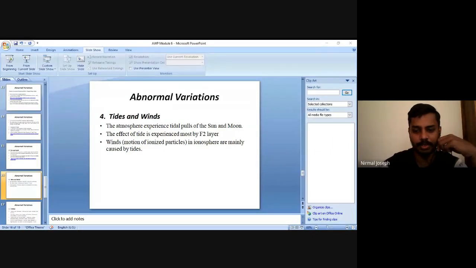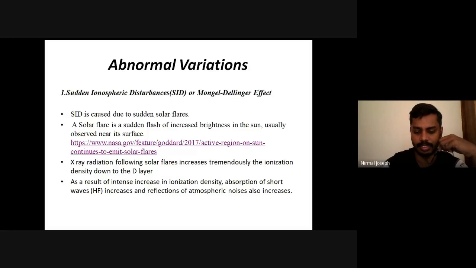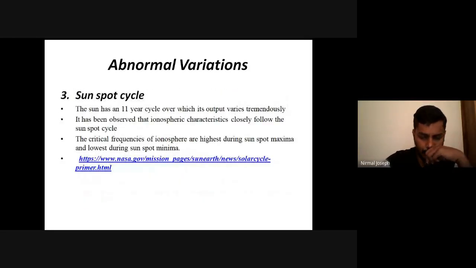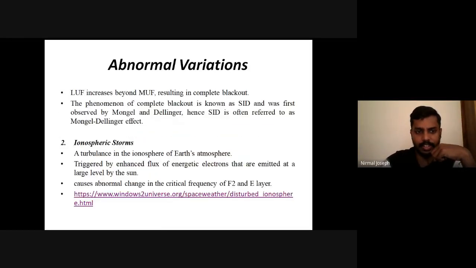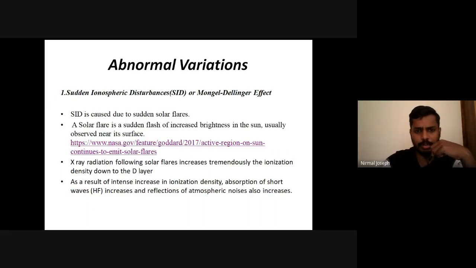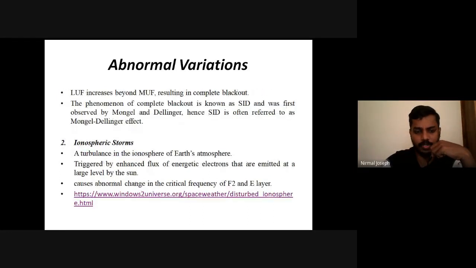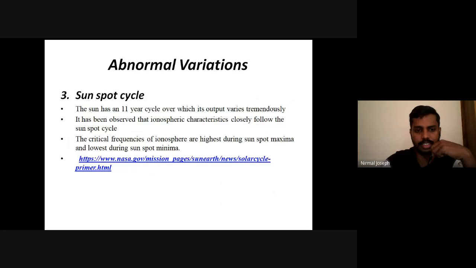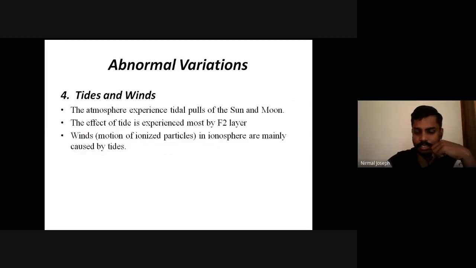So we will come back to our topic. Next, we will move on to abnormal variations. Already we have seen sudden ionospheric disturbance or SID, then ionospheric storms, then sunspot cycle. Next, we will move on to tides and winds.